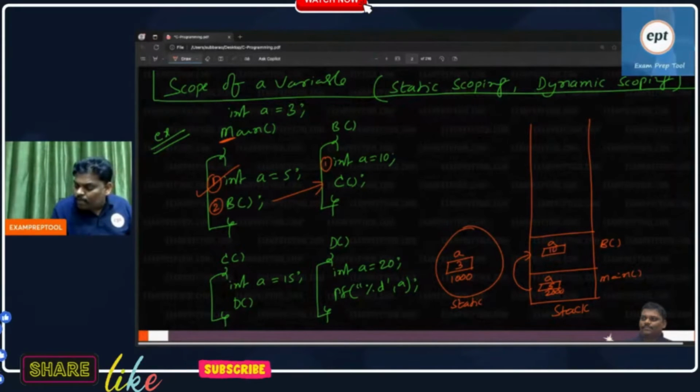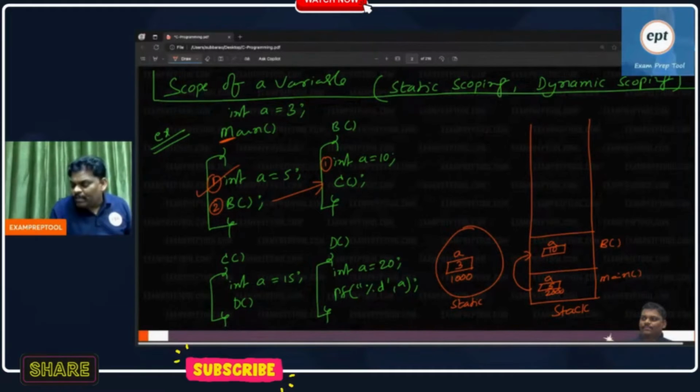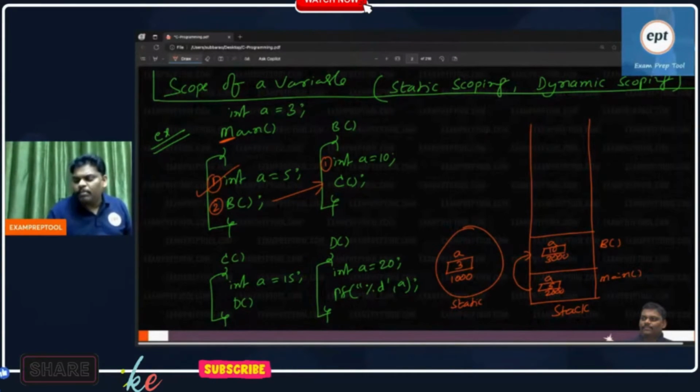Remember, the same memory cannot be given again and again. For the first A, 1000 memory location. For the second A, 2000 memory location. For the third A, 3000, some other memory location. How many times a declaration is made, that many times memory is allocated.